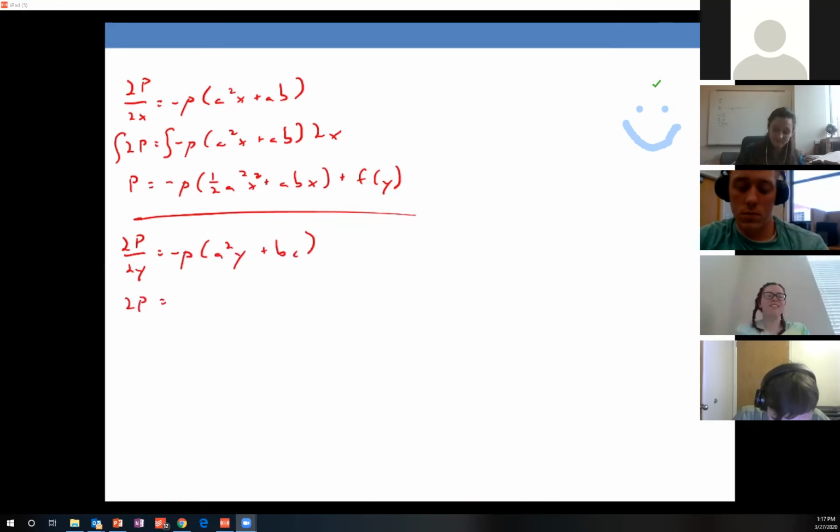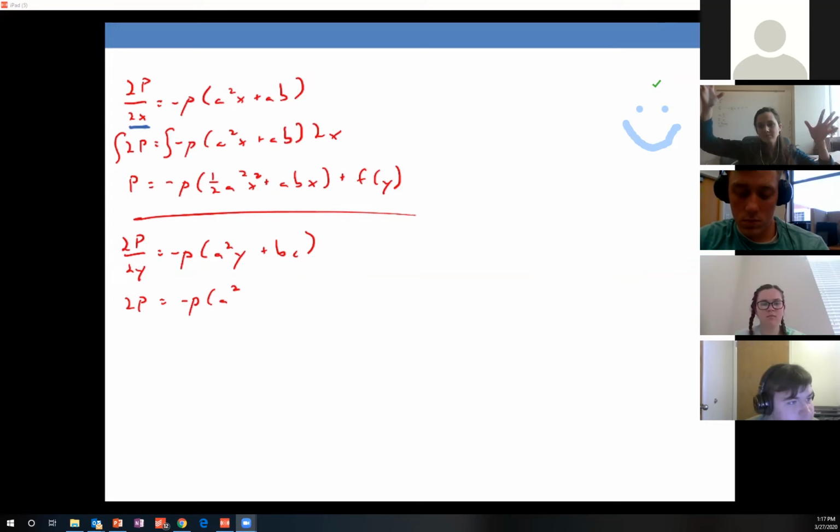Can you remind us why we have to add f of y? Okay, so this pressure is a multivariable function. It depends on both x and y. And when you take pressure and take the partial derivative with respect to x, dp dx, y acts like a constant, and something that just had y in it would just go away, right?